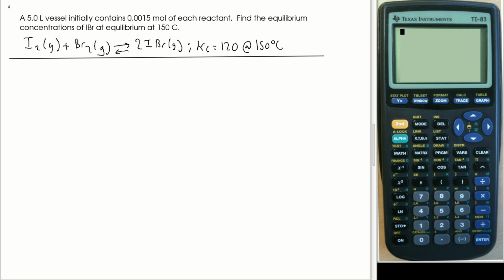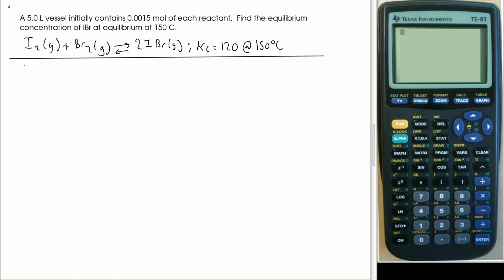So let's get started. A 5-liter vessel initially contains 0.0015 moles of each reactant. Find the equilibrium concentrations of iodine monobromide at equilibrium at 150 degrees C. That should say concentration. So we are given 0.0015 moles of reactants. And the way they've specified that, that means 0.0015 moles of this iodine, 0.0015 moles of this bromine. The iodine monobromide is on our product side, so we're going to basically consider there's going to be none of that in there. Now, we're going to solve an equilibrium problem.